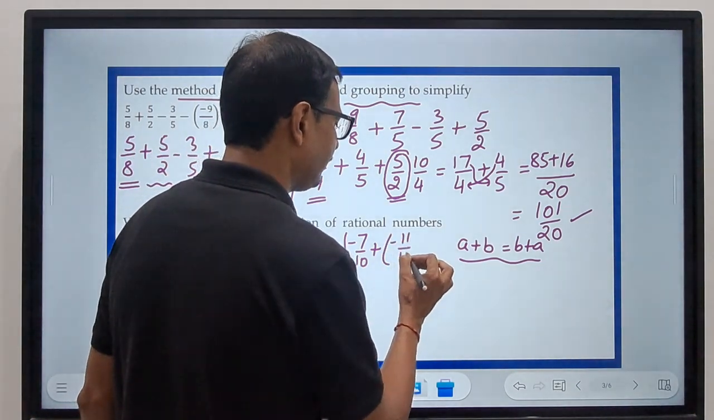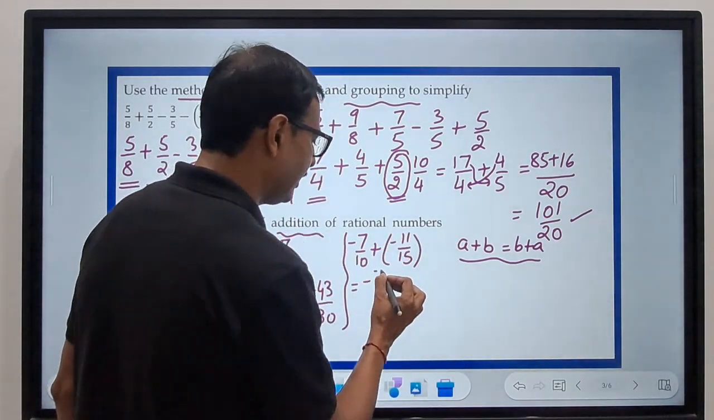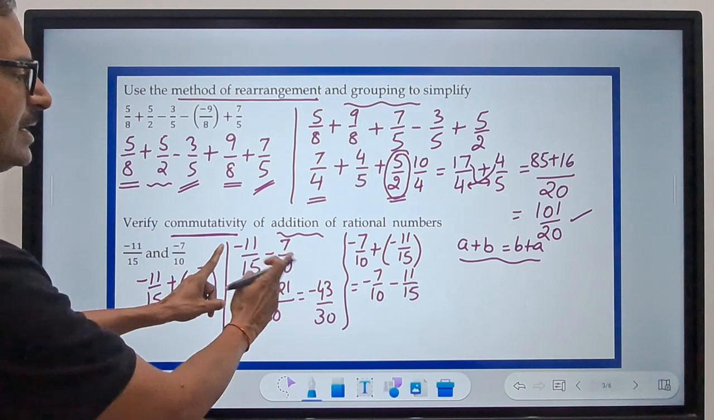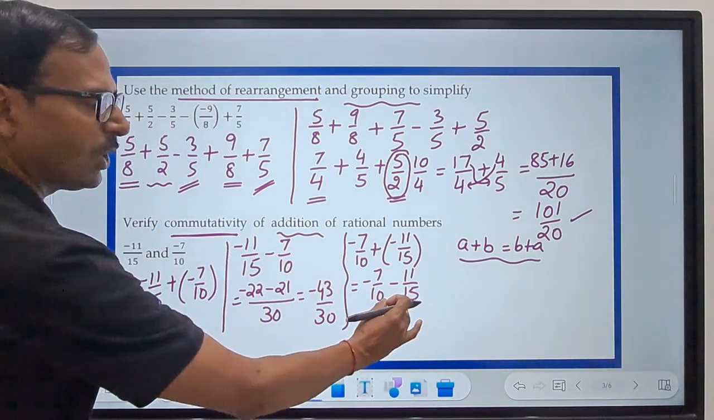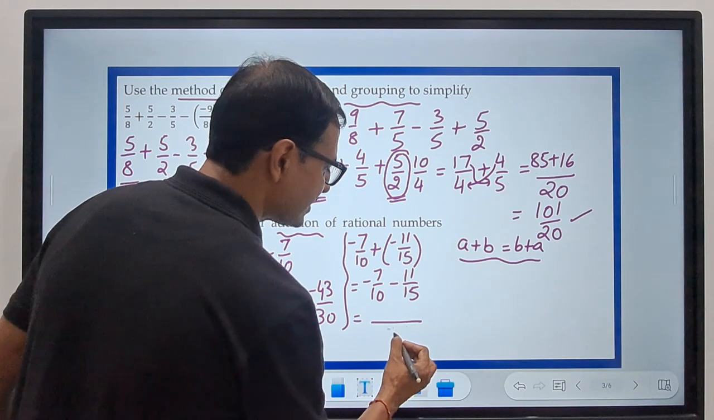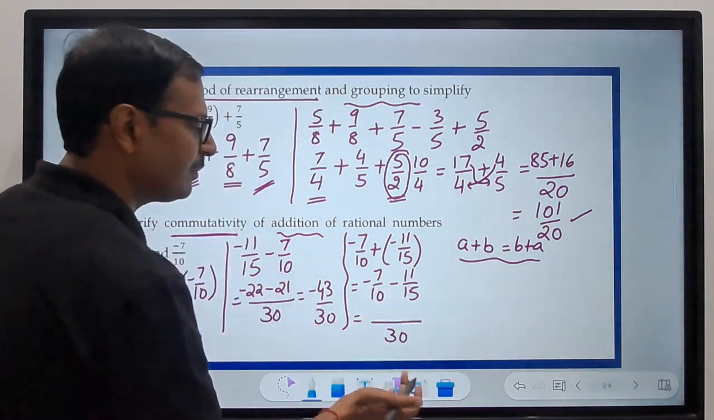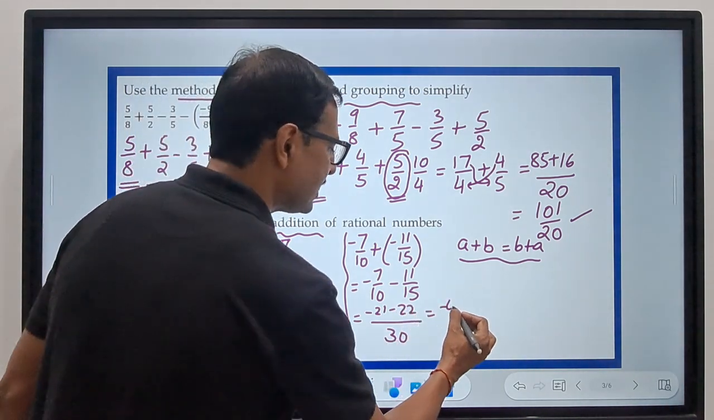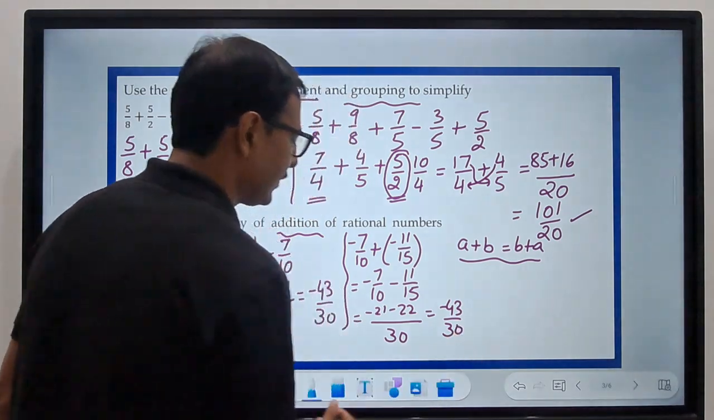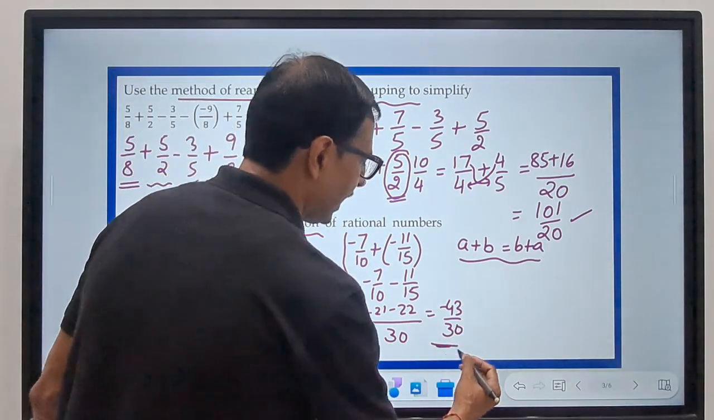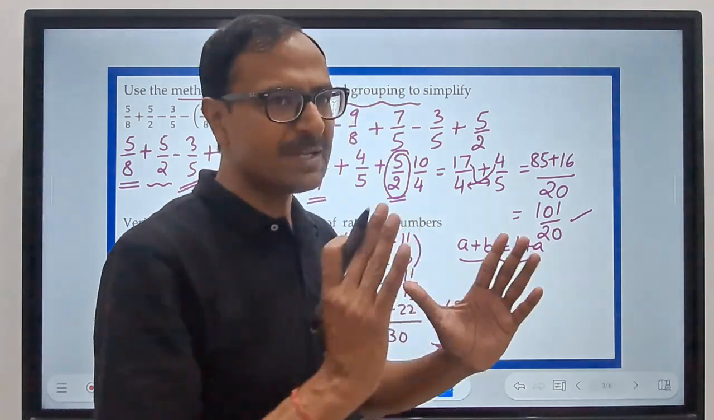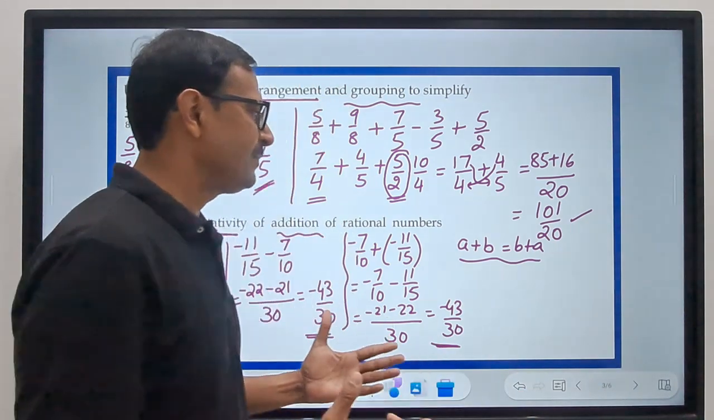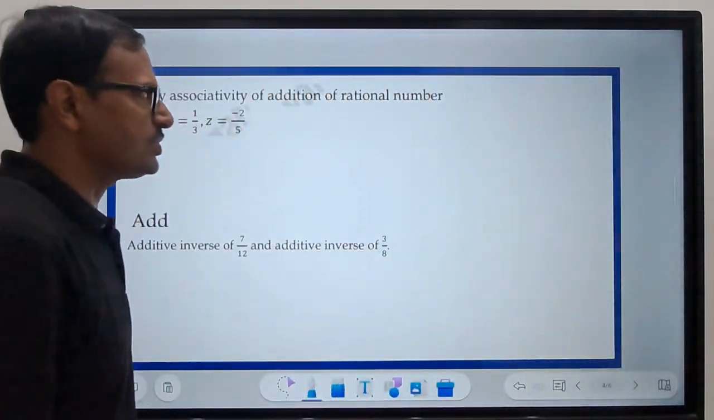Minus 11 upon 15. So when you remove the bracket, this will again be the same thing, but in reverse order. See here and see here. They are in reverse order. But it doesn't matter, because you have the same LCM and you get the same numbers, minus 21 and minus 22 here, which gives you the same result, minus 43 over 30. So the two results which you get are exactly the same, whether you add A plus B or you add B plus A. Perfect, right?